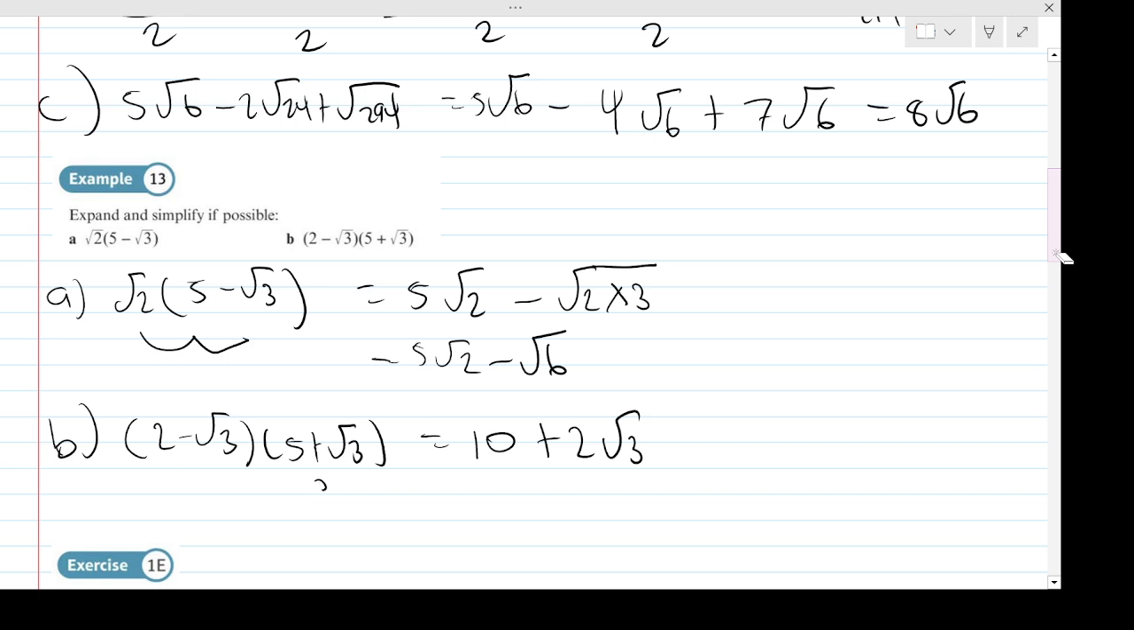And then I'm going to look at the next term, which is negative root 3. So again, negative root 3, I'm going to times by all the terms in the other bracket. So minus root 3 times 5, that's just going to be minus 5 root 3, 5 lots of root 3, not much I can do there. But then minus root 3 times root 3, so we're going to have minus root 3 times by root 3. Again, I can bring it under the root to say 3 times 3, but that'll be 9. And root 9, we should know is 3. So actually that gives us the whole number.